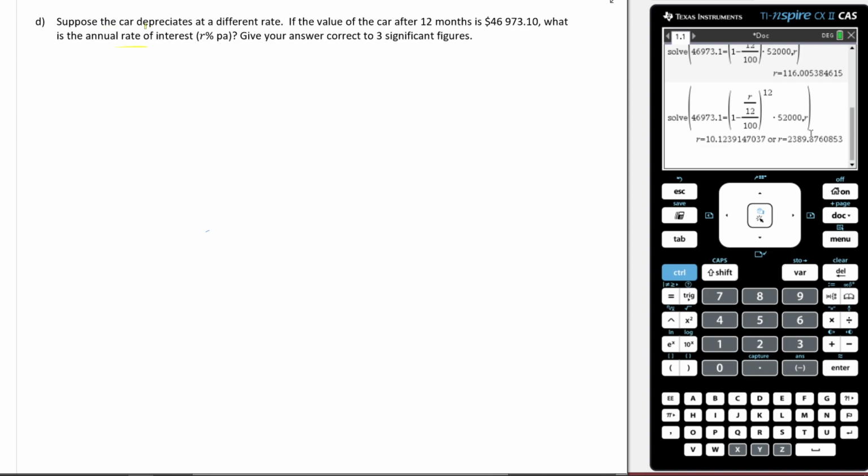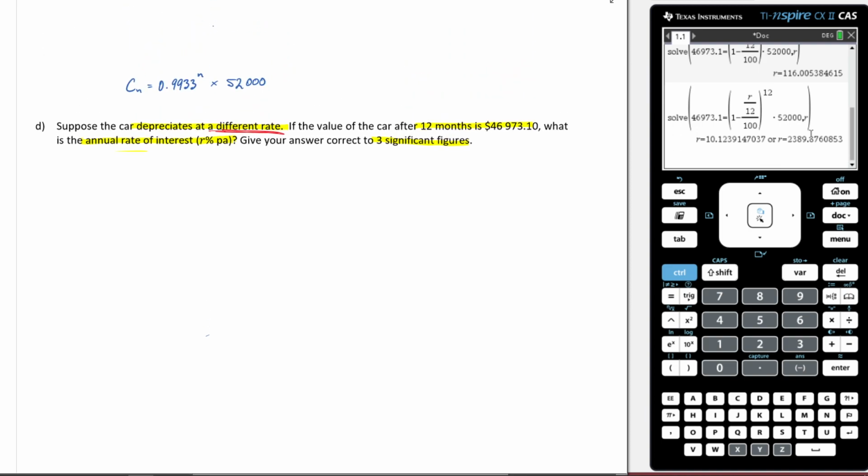It says, suppose the car depreciates at a different rate. If the value of the car after 12 months is this, what is the annual rate of interest, R% per annum? Give your answer correct to three significant figures. First things first, we're dealing with a different rate of depreciation. Remember previously we created this rule here, and specifically, we found out that 0.9933 is what happens when you are depreciating at 8% per annum.